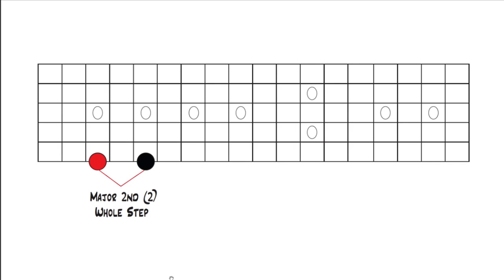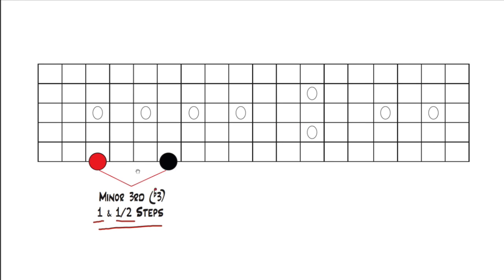Our next interval, we're just going in half steps, so that would be a step and a half apart because we have our whole step and then another half step, so that's 1.5 steps. That's called a minor third or a flat 3. And this is a really important interval. The thirds are really important, so just remember that.